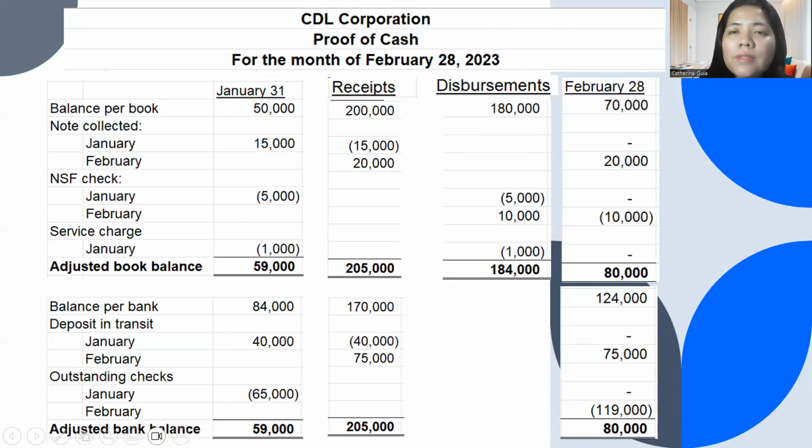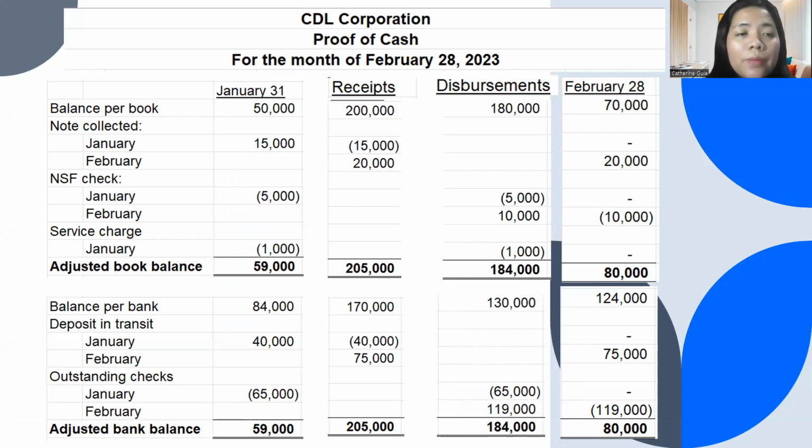The disbursements. The NSF check and service charge are debit memos, so we will put these under the disbursements column. You have the adjusted book balance of 184,000, same with our balance per bank. The outstanding checks should be under the disbursements column.